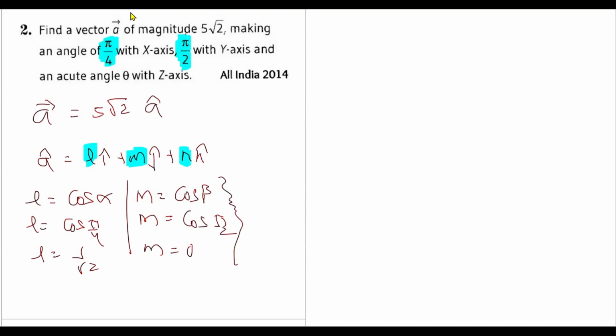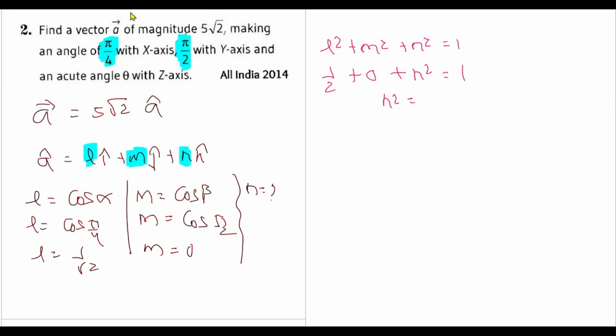Similarly, n is not given here, but we have a relation between these l, m, n, that is l square plus m square plus n square is equal to 1. So I'll be replacing l: 1 by root 2 square is 1 by 2, 0 square is 0, and n square is n square only. So this results in n square as 1 minus half, which is half. So n will give you plus minus 1 by root 2. Now what next we are going to do is to obtain this.